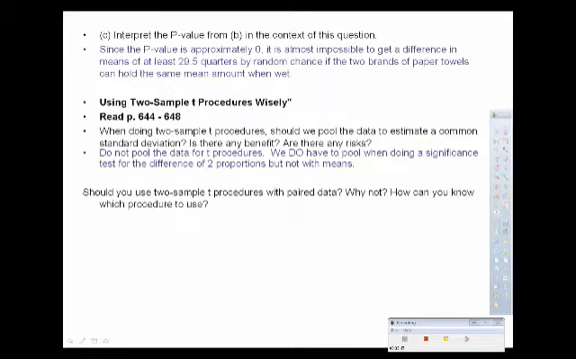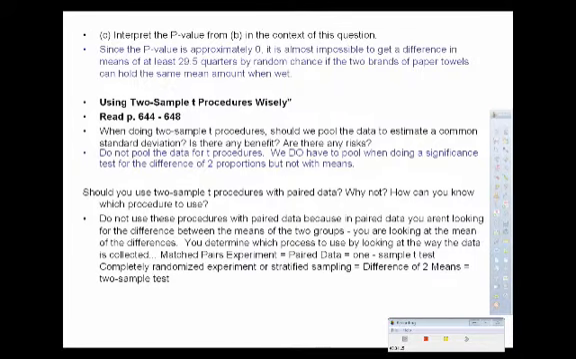Should we use two sample T procedures with paired data? Why not? And how can you know which procedure to use? Okay. Do not use the two sample T procedures with paired data, because in paired data you aren't looking for the difference between the means of the two groups. You're looking for the mean of the differences. You determine which process to use by looking at the way the data is collected.